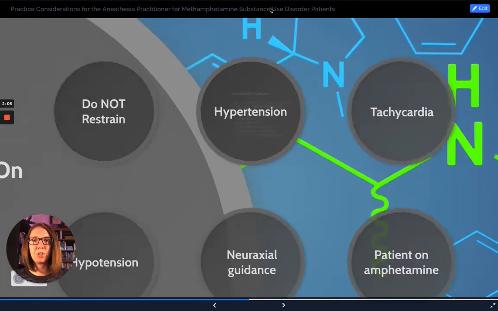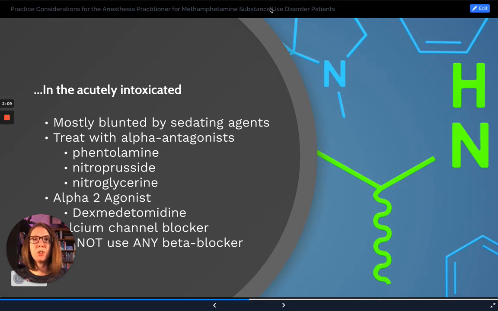What about hypertension? Most of your hypertension is going to be solved using your Versed and your benzodiazepine. If it's not, you're going to want to go to alpha antagonists like phentolamine, nipride, nitroglycerin, alpha 2 agonists like Dex. Dex is great because it also has the sedating properties as well. Calcium channel blockers, but please be aware that sometimes you have that vasodilation from the calcium channel blocker, but you can also cause more tachycardia. So that might not be your first line that you want to use. And do not use any beta blockers.